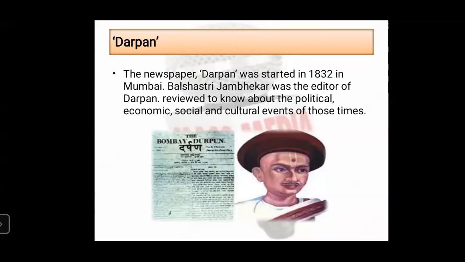And the next one is the Shatpatre. Shatpatre is letters by Lokhitwadi, that is Gopal Hari Deshmukh. So these were letters written by Gopal Hari Deshmukh, and they helped in creating social awareness among the people. That is why they were printed in the newspaper.